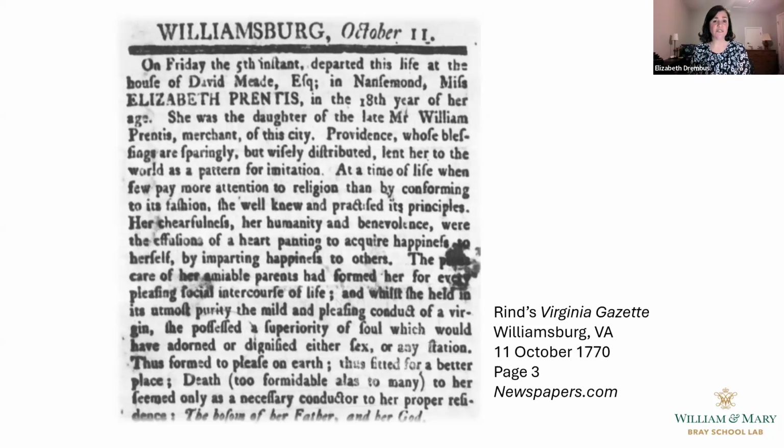And the fact that Elizabeth Prentice was 18 years old and not married at that time, we know that there is a good chance that Molly was absorbed back into the family. And that's exactly what happened. Her brother ends up being the new enslaver for Molly. And so then we were able to track Molly through her brother, John Prentice, and then through his family.